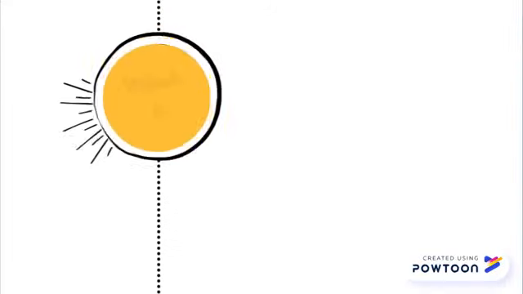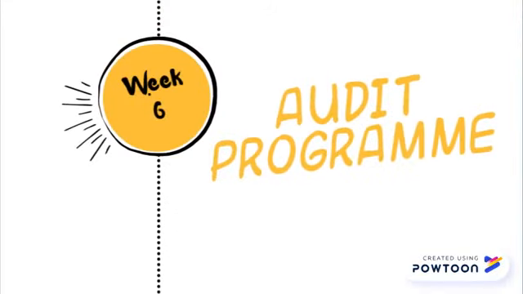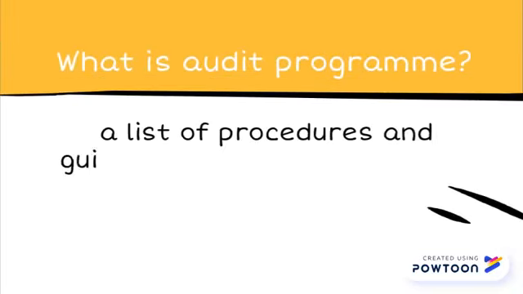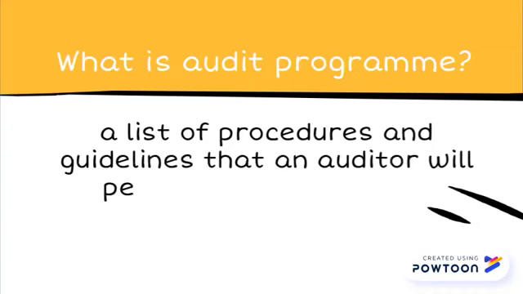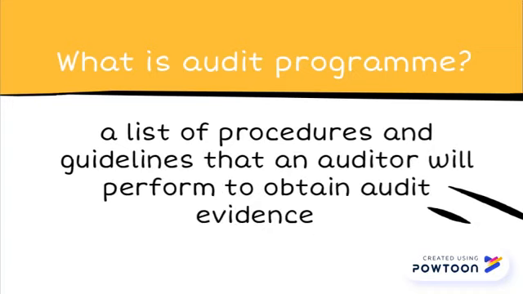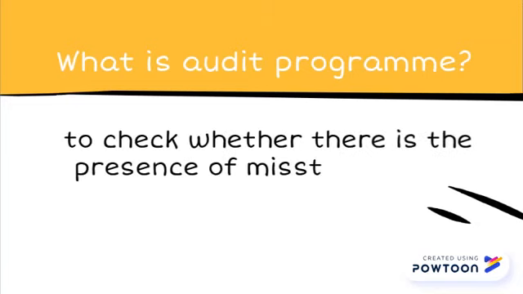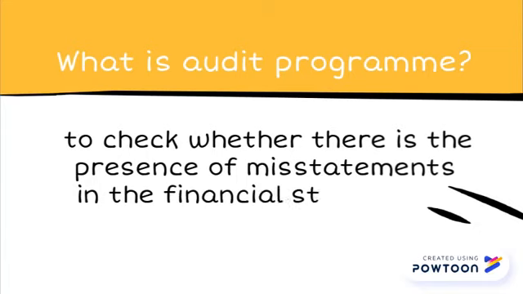The next part of audit planning and fieldwork is on the audit program. First of all, we have to know what is audit program. It is a list of procedures and guidelines that an auditor will perform to obtain audit evidences to check whether there is the presence of misstatements in the financial statements or not.